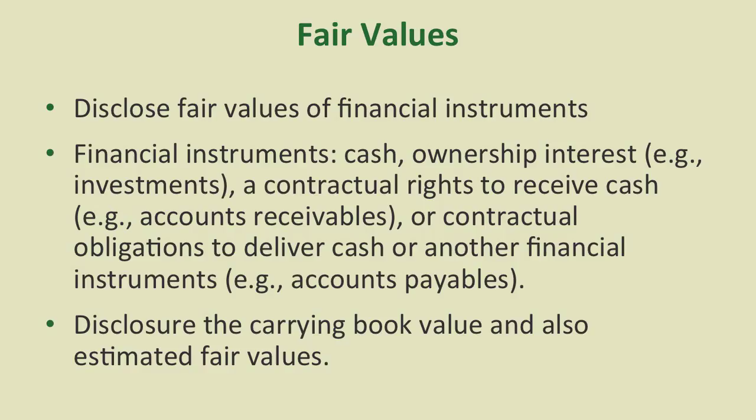The last type is fair values. Here, companies are going to disclose fair values of financial instruments. Financial instruments are defined as, first of all, cash, obviously. Secondly, ownership interest. For example, companies could have stock investments in other companies. Thirdly, contractual rights to receive cash, for example, accounts receivable, or contractual obligation to deliver cash or another financial instrument, for example, accounts payable.